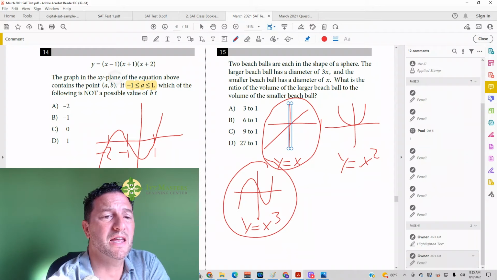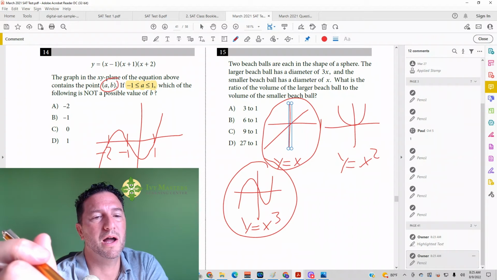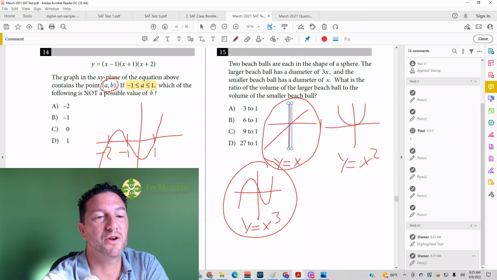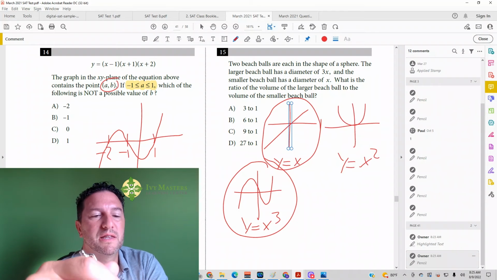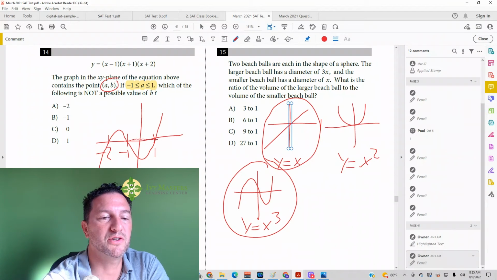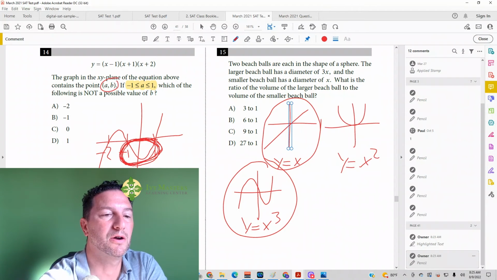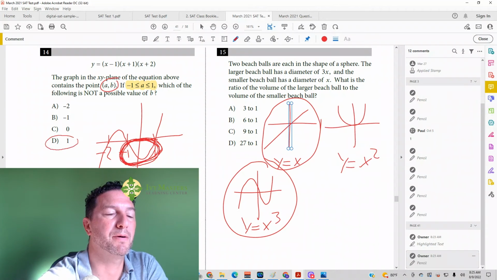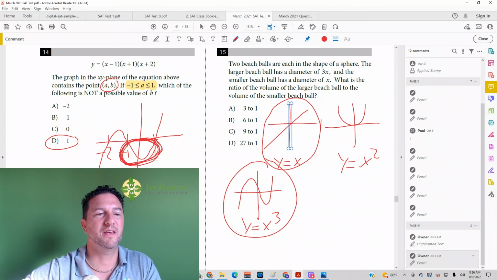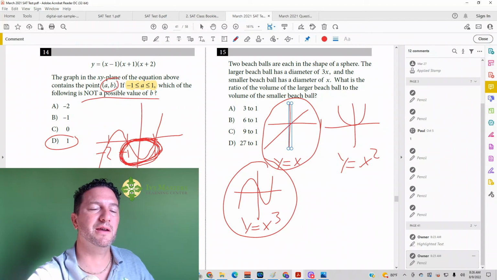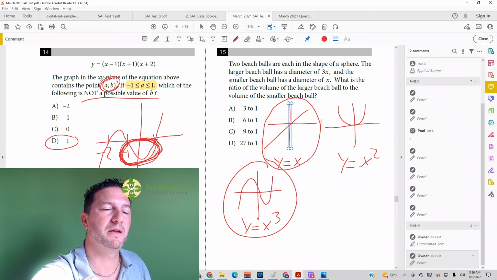Now notice when it says a comma b, that's another way to say x comma y. It says that your a, which is your x, is greater than negative 1, but less than or equal to positive 1. So we're talking about this region right here. And if you notice in this region right here, at negative 1 it equals 0, at positive 1 it equals 0, and in between it's less than 0. So the value that's not possible is answer choice D, 1. That's your answer, because it's asking what's not a possible value of b. Notice a comma b, b is your y.